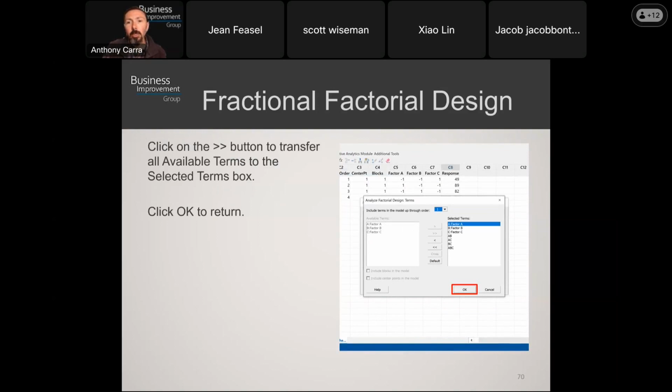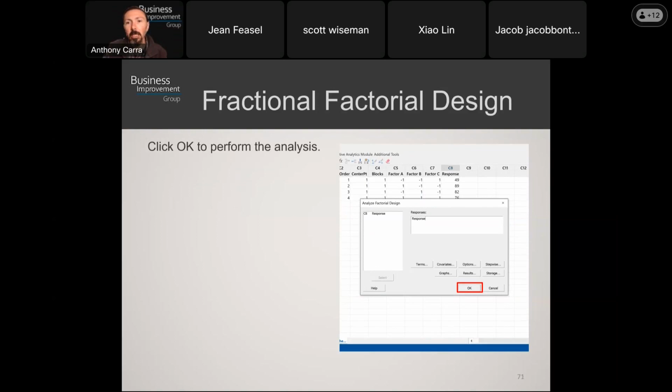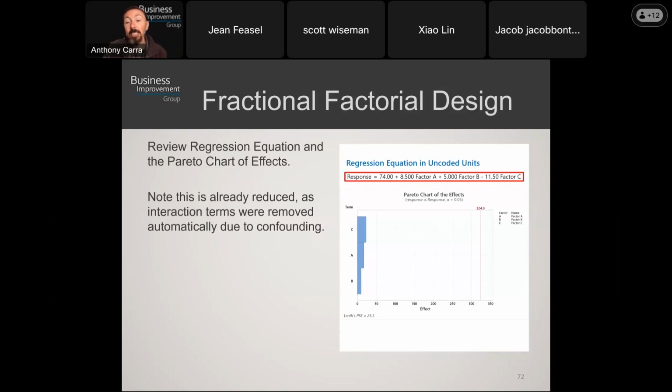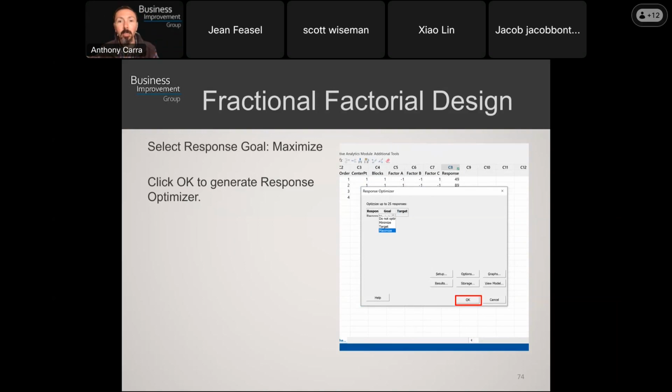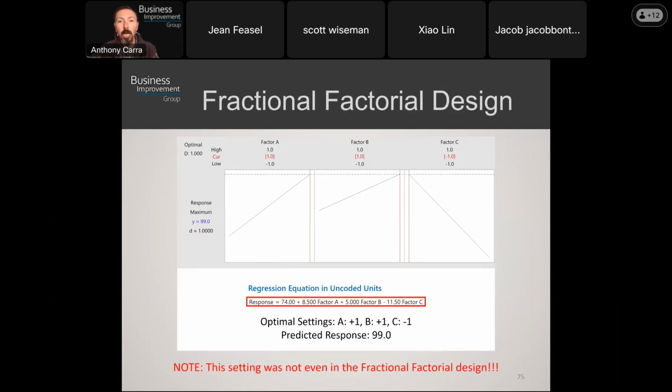In here with the terms, again, we're going to push everything over to the available terms. We're going to click OK. And in this case, Minitab already recognized and said, hey, you know what? You've got some level of confounding. We can't tell the difference. So we're going to give you the characteristic equation in terms of main effects only. So this is already the reduced model that we would have. And again, once we have the model in Minitab, we can invoke the response optimizer. Again, we're looking to maximize the response.